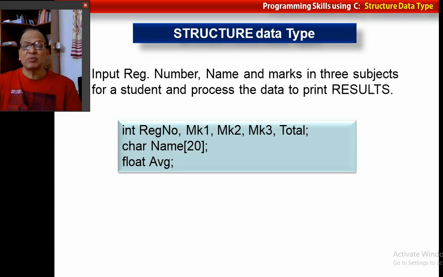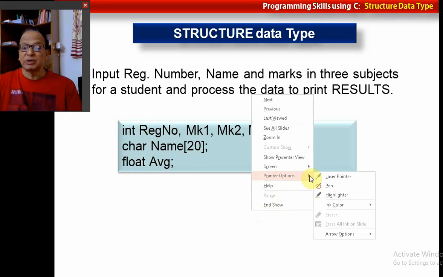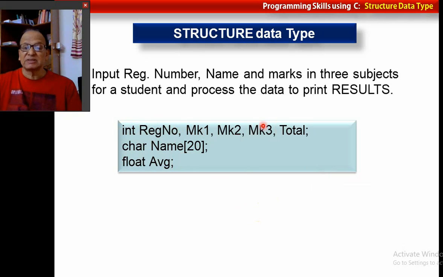Now the question is, what is a structure data type? Now, as you remember, we have done this. We have processed the data of a student. We input the registered number of the student, then marks in 3 subjects, found the total, of course, also entered his name and found the average. And based on that, we decided whether the student had passed or failed or he got distinction, etc.